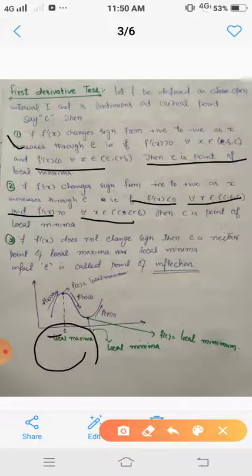If we consider here, for all the points which are less than c, that is in this portion, the derivative is negative, while for all the points which are greater than c, the derivative is positive, which implies that c is the local minima and f of c is the local minimum value.